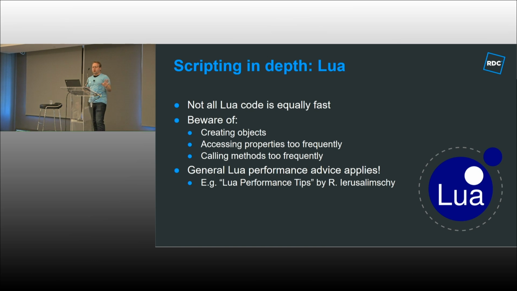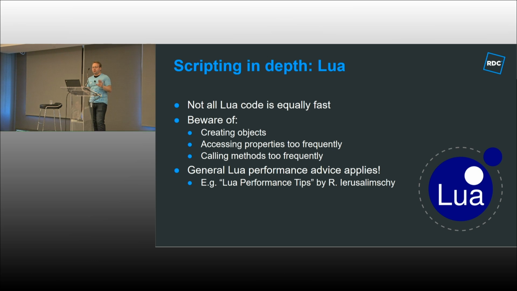I'm not going to go into too much detail on Lua, because thankfully a lot of the Lua details that we have are very similar to the classical Lua details. Any Lua code has the same sort of performance pitfalls. Creating objects might be slow. Accessing properties might be slow, because every time you do so, you have to go from Lua to our engine and back. Calling methods can be slower than not calling methods, etc.